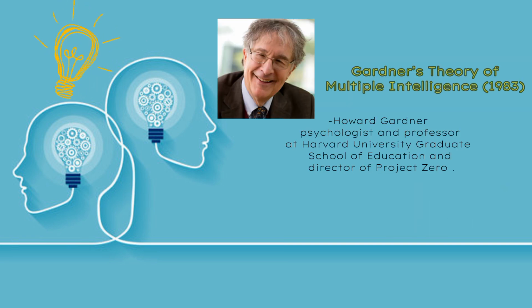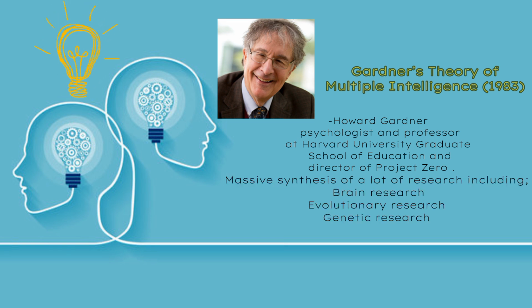Gardner's theory of multiple intelligences. Howard Gardner is a psychologist and professor at Harvard University Graduate School of Education, and director of Project Zero. He did a massive synthesis of a lot of research, including brain research, evolutionary research, and genetic research, where he broadened the definition of intelligence and outlined several distinct types of intellectual competencies. He further argues that we may all have these different intelligences, but our profile of these intelligences may differ in individuals based on genetics or experience.